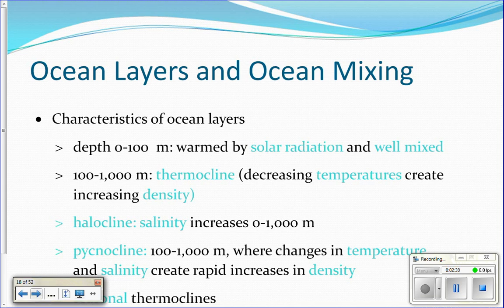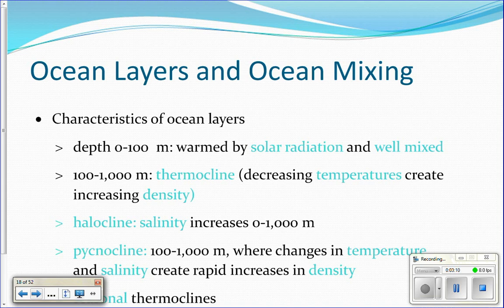The top layer of the water is going to be from the very surface down to about 100 meters. That top layer of water is going to be warmed by solar radiation, and it's going to be very well mixed because that's where the waves are, that's where the currents are. That top layer of water will be, relative to the rest of the ocean, very well mixed and warm. After about 100 meters, which is about 333 feet, you get to the part of the ocean between 100 and 1,000 meters where the thermocline occurs.